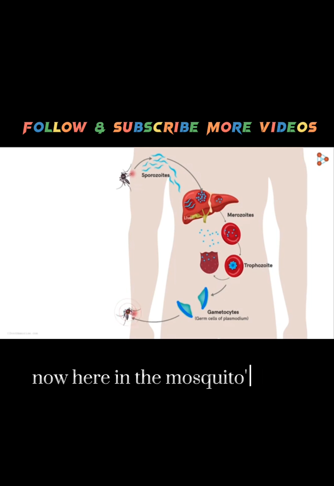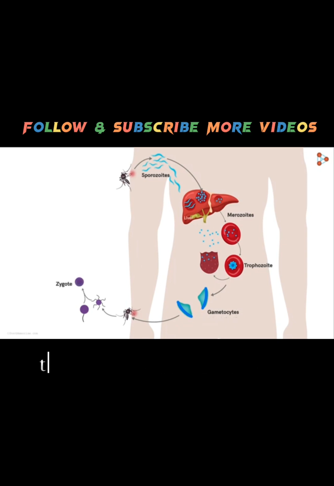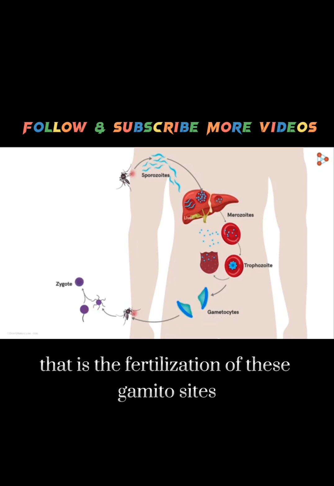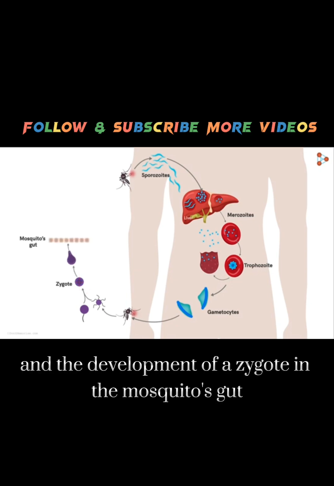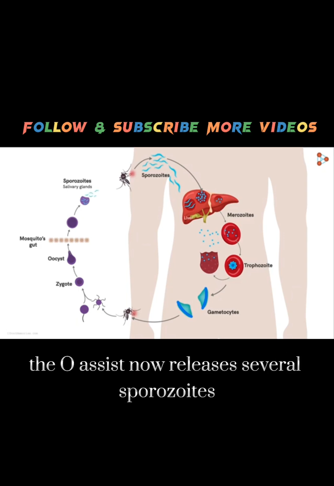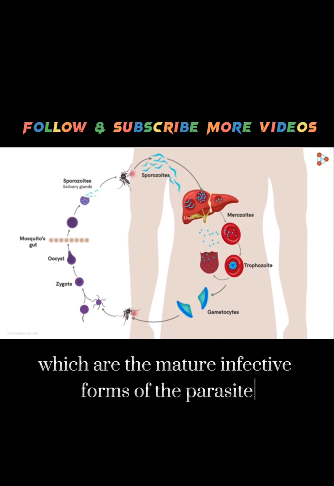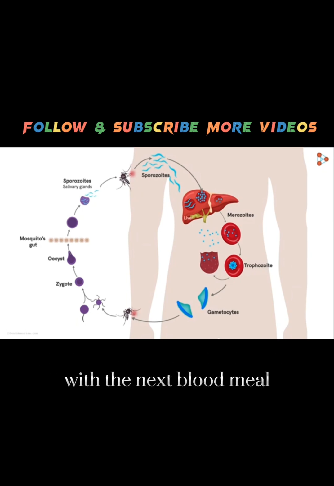Now here, in the mosquito's body, both male and female gametocytes, which are like the germ cells, fuse to form a zygote. That is, the fertilization of these gametocytes results in the formation and the development of a zygote in the mosquito's gut. From here, a structure called oocyst is developed which crosses the gut wall and reaches the salivary glands. Here, the oocyst now releases several sporozoites, which are the mature infective forms of the parasite, ready to infect a new healthy individual with the next blood meal.